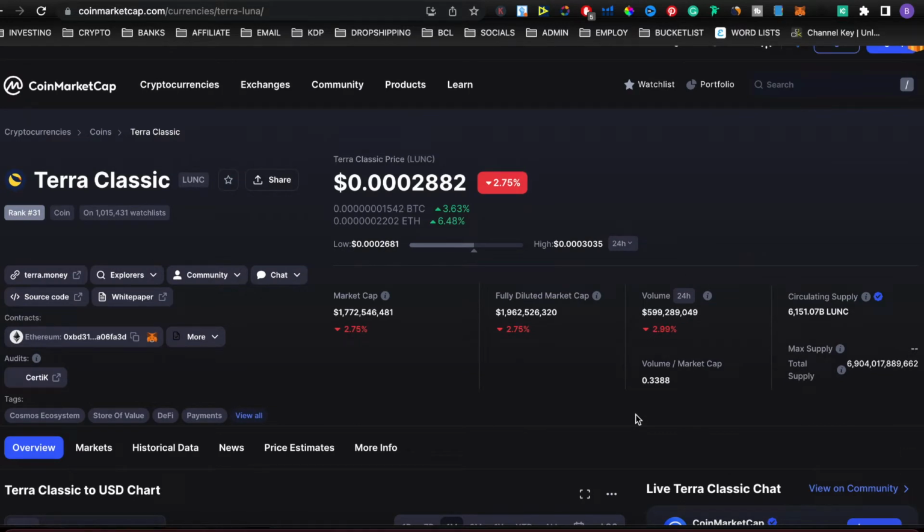So given that everything else remains equal, if the supply is burnt and reduced, then the price should go up. And so $1 Terra Luna Classic seems a lot more realistic. And now I'm going to be calculating in this video how long it will take to hit that $1 mark, given the current data that we have.